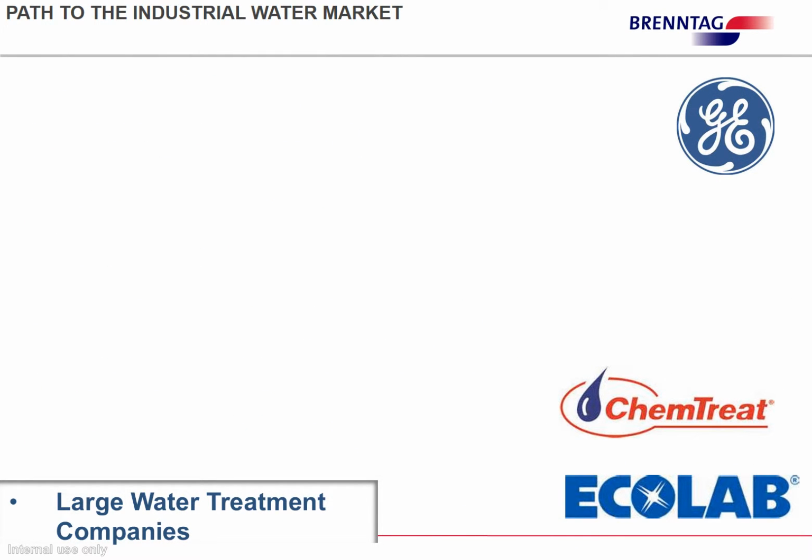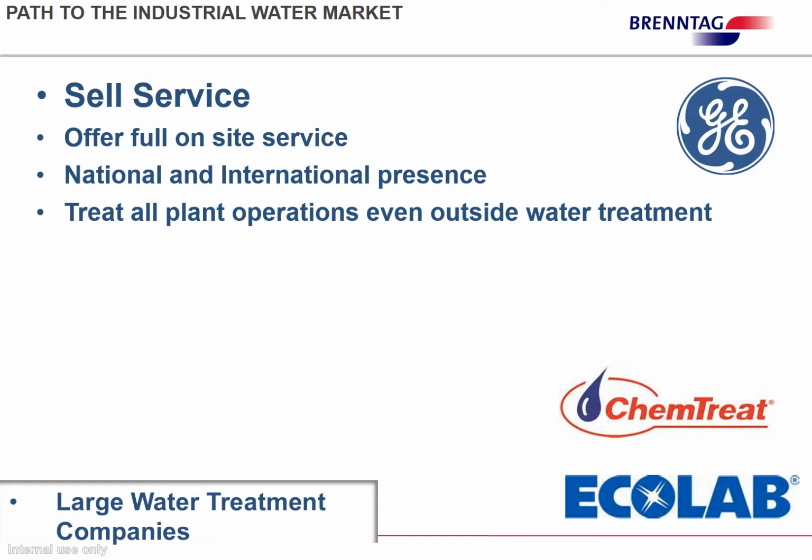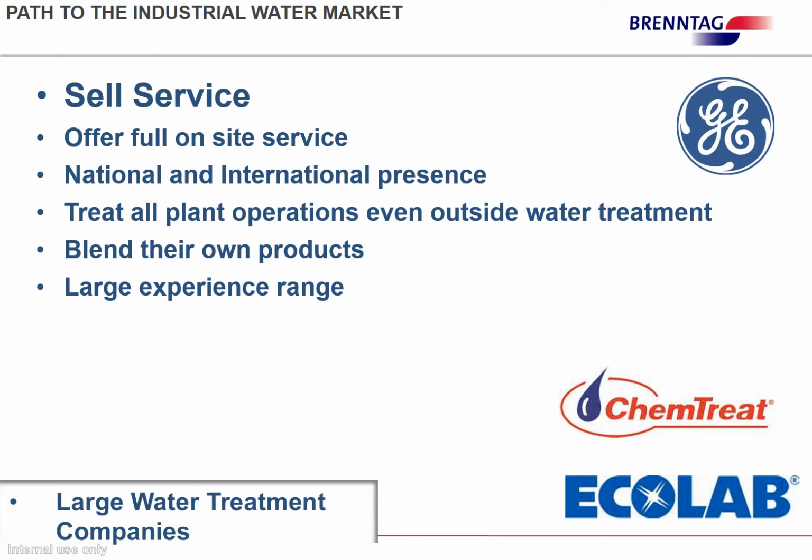There are also what are called large water treatment companies, companies like GE, Chemtreat, and Ecolabs. Likewise, they sell service too. They're on site to make sure they manage the water properly. They offer full and on-site service. Typically, these will tend to be national or international in scope and presence. They can treat all the plant operation, even outside water. A good example is Ecolabs, where they'll work and clean and sell products for cleaners or applications at the same time, along with the water treatment chemistries. These guys will typically blend their own products. They have a very large experience range.